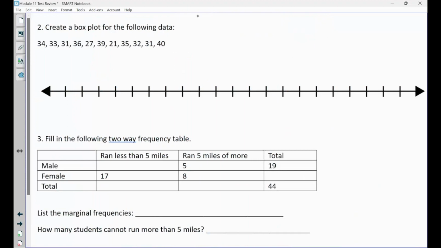All right, number 2, we want to create a box plot for the following data. So for a box plot, first we need to make sure our data is in order from smallest to largest. So I'm going to start with the smallest number. Looks like we've got 21. Then we've got 27.